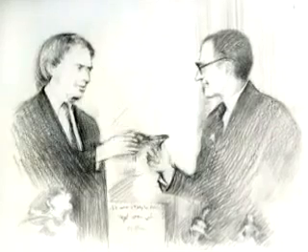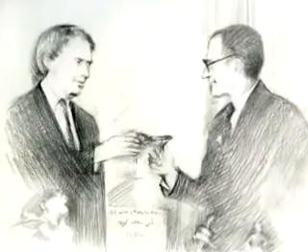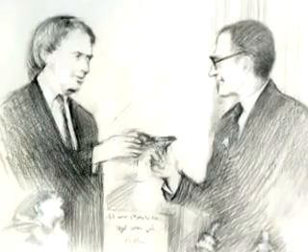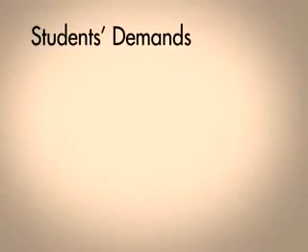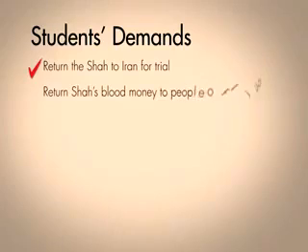Iran and the U.S. had an extradition treaty in force that obligated the Carter administration to return the Shah to Iran as an indicted criminal. The students had 4 demands: return the Shah to Iran for trial. He had been accepted into America for medical treatment. Return the Shah's wealth to the Iranian people.